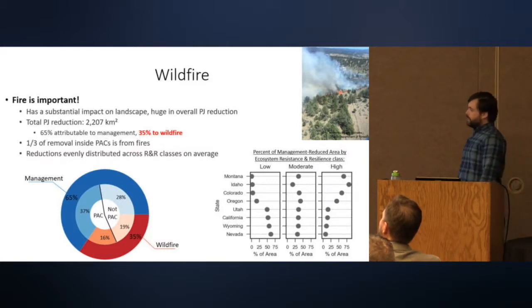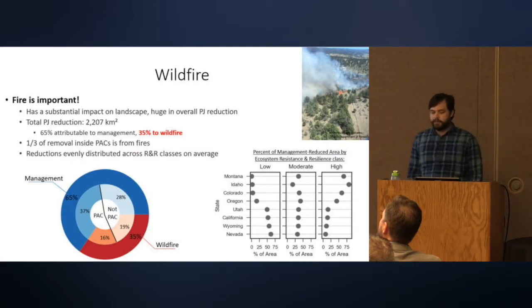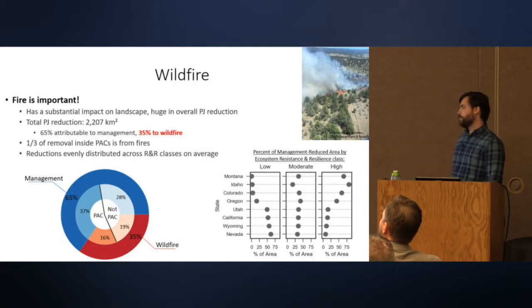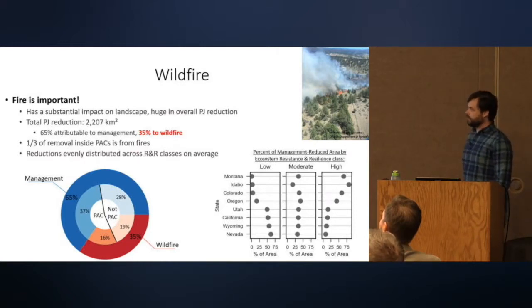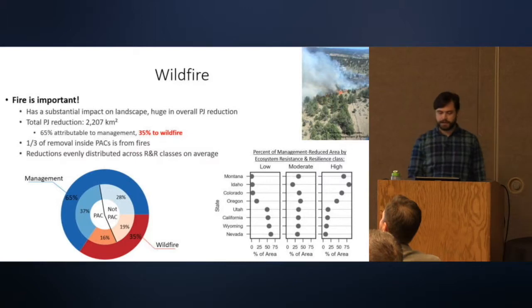There is also some concern in terms of fire, that fires on certain types of soil might carry a little bit higher risk of things like cheatgrass invasion. But we took a look at it, and we found that the fires generally occurred fairly evenly across different ecosystem resistance and resilience classes. So they're not necessarily skewed toward any of those lower resistance and resilience classes or anything like that. But there was some variation across states.